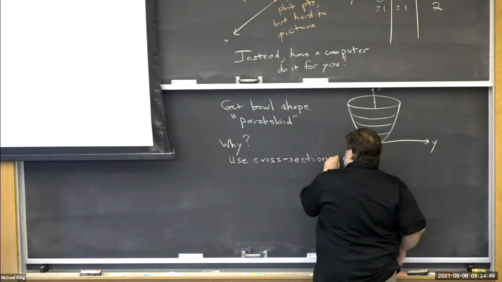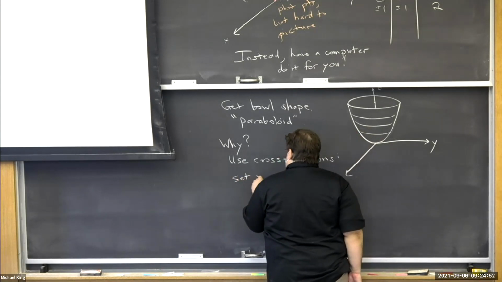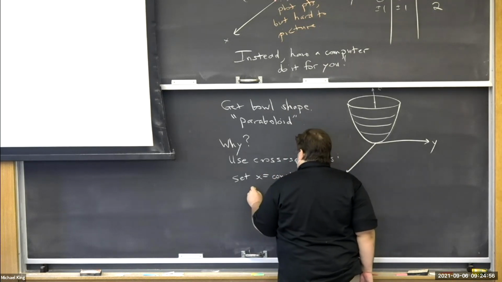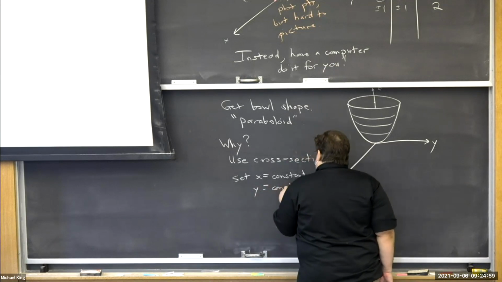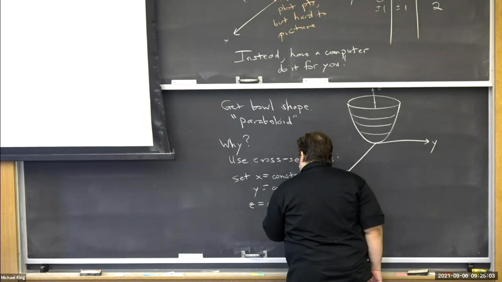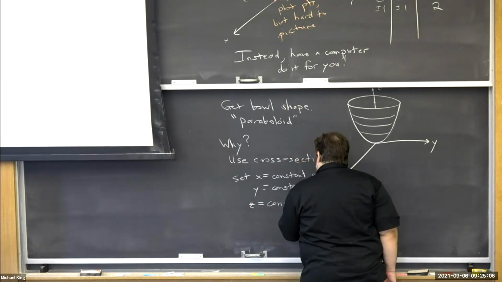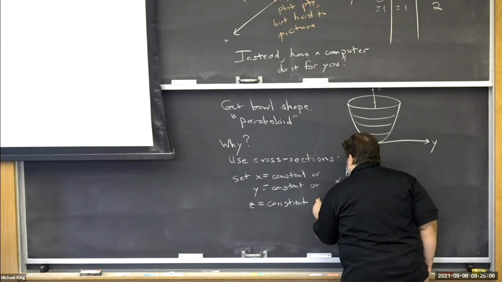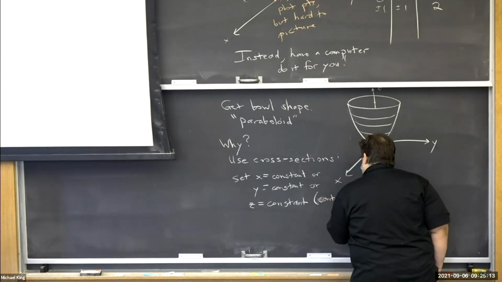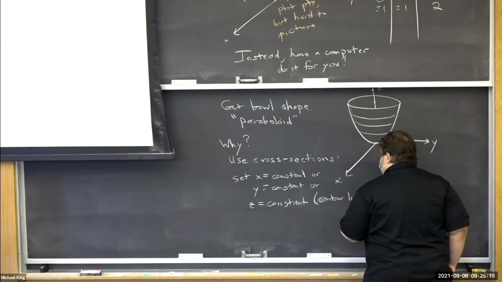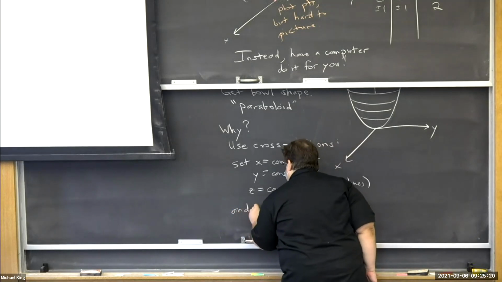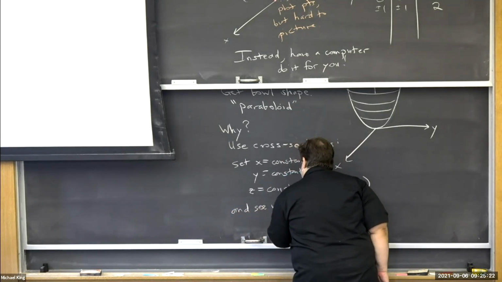We're going to set x equal to a constant or y equal to a constant, or actually you could say z equals a constant, although this is going to have a different name, and see what we get. So these are actually going to be called contour lines, not cross sections, which you'll see why probably pretty quickly. And see what we get.